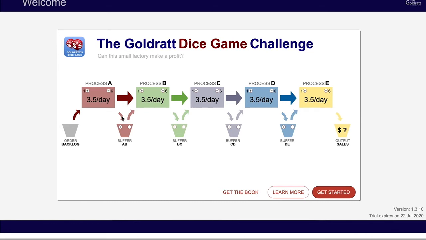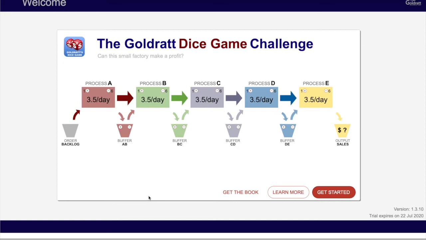I'm super excited to announce the launch of our Goldratt Dice Game Challenge. The game has also just been voted Model of the Month by AnyLogic, so best simulation model internationally for the month. So super proud about that.